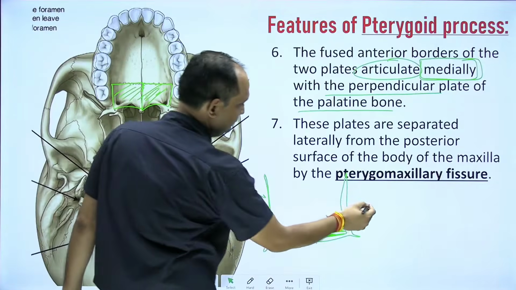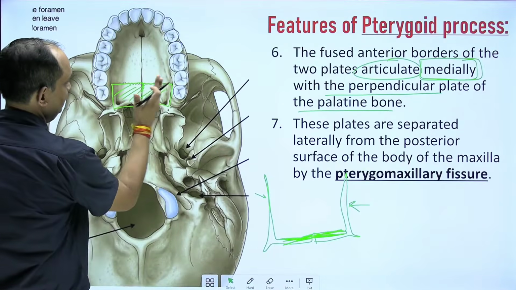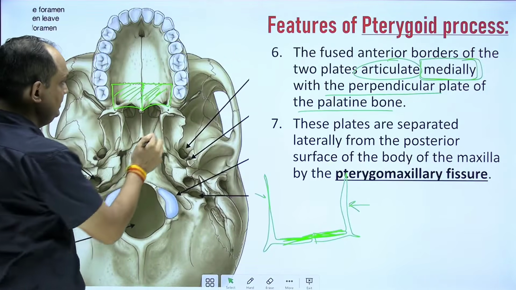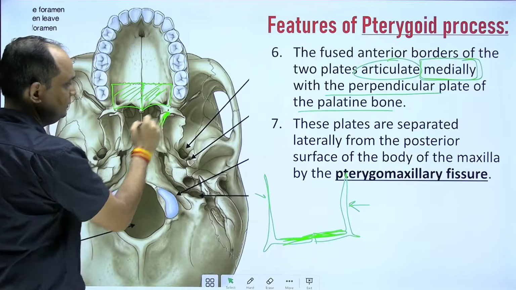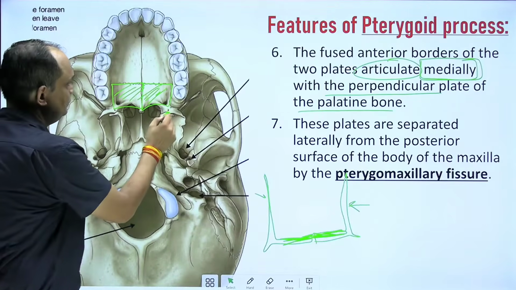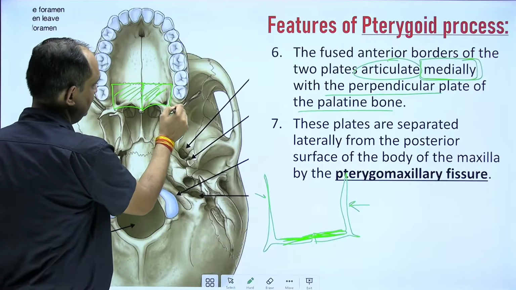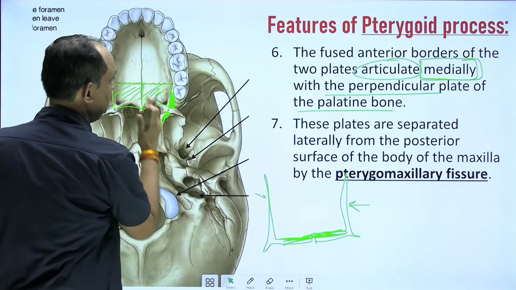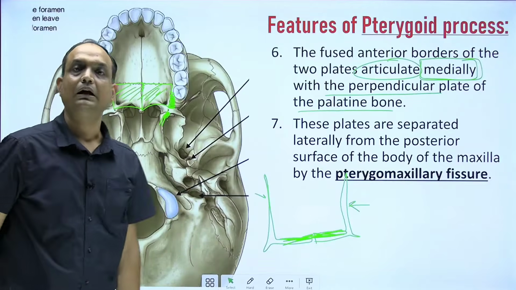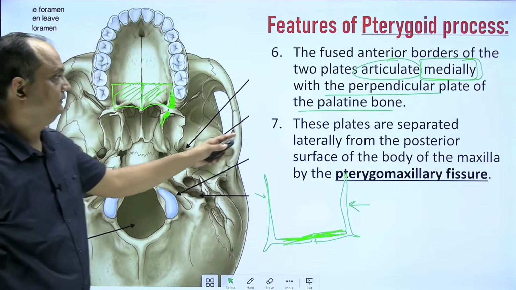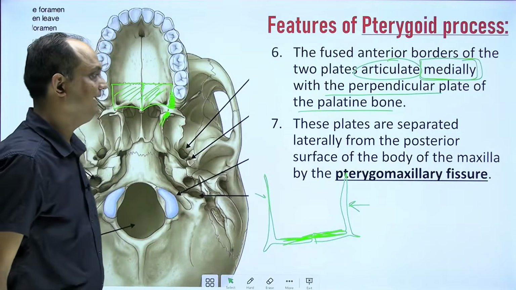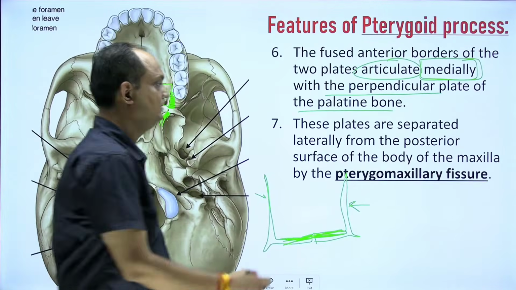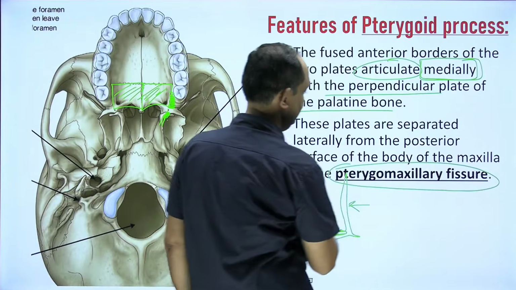But when you are talking about the perpendicular plates, they are at right angle to this plate here, and this is the fused posterior margin of your pterygoid process. So, in between this area, you will have the perpendicular plate in the upper part, which articulates here with the fused anterior area of the pterygoid process. And these plates are separated laterally. Laterally, you don't have any fusion, which I already told you, and that is known as the pterygomaxillary fissure.